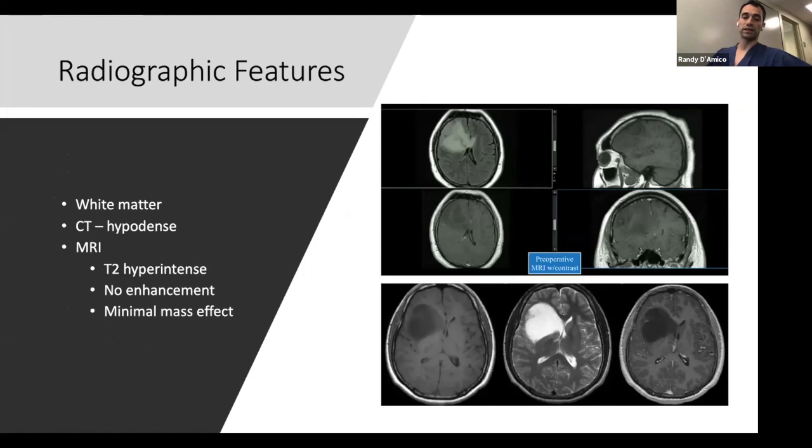And so we get a CT scan. CT scans, these look like hypodense lesions, right? I think I've talked to some groups about CT scans. CT scans measure density. So water is not very dense, whereas bone is, right? And air is the least dense.